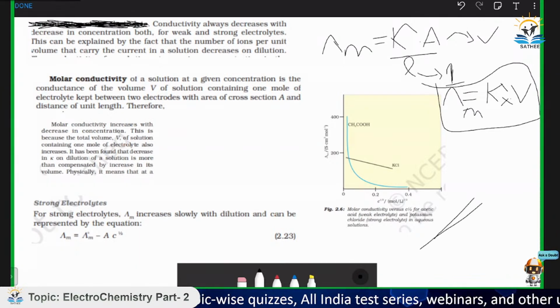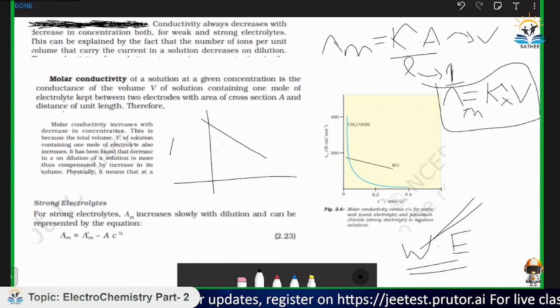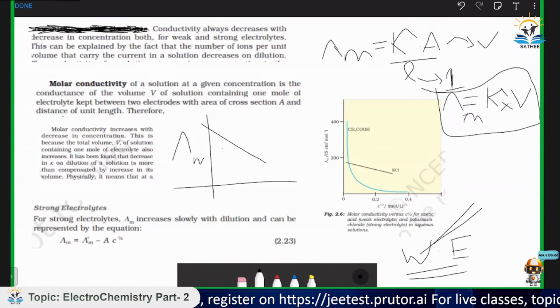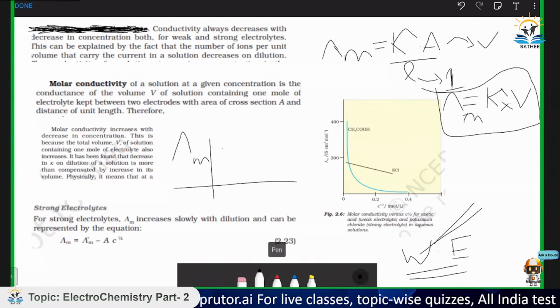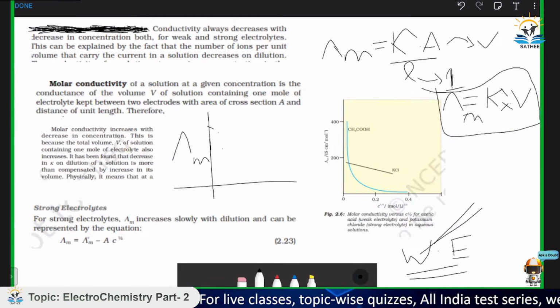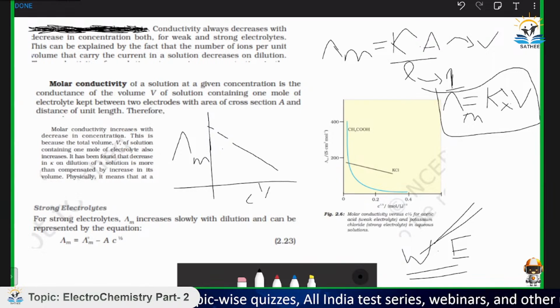This is the graph for weak electrolytes. Weak electrolytes vary in this way with respect to concentration to the power 1 by 2. This is for strong electrolytes. That should be a straight line.